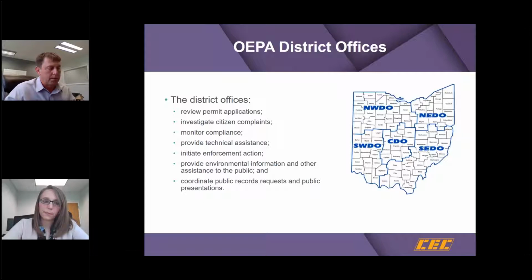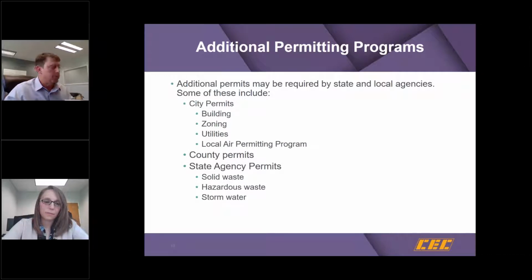So if anybody wants to do a FOIA, they'll do it through their regional office. Also, there's additional permitting that you may need to consider beyond just the air quality stuff: different city permits, county permits, and other state permits as well. Under the city permits, you see the local air permitting program. That's the Cleveland Division of Air Quality, which Sarah worked for under the Department of Public Health.